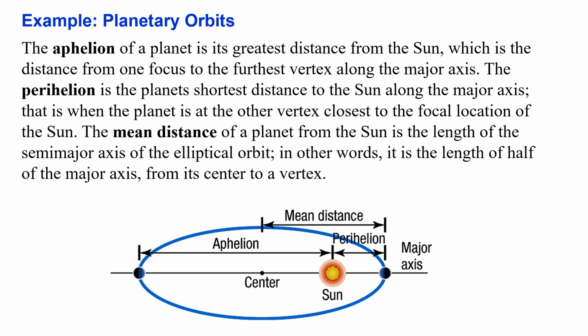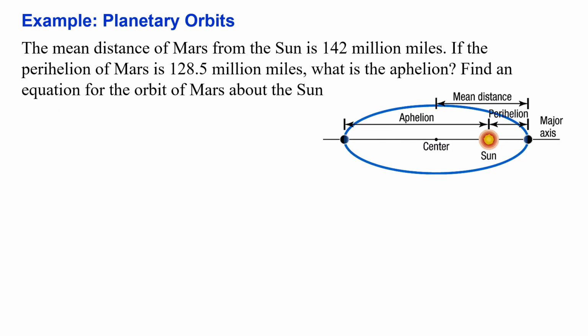The perihelion is the planet's shortest distance to the Sun along the major axis. That is when the planet is at the other vertex closest to the focal location of the Sun. The mean distance of a planet from the Sun is the length of the semi-major axis of the elliptical orbit. In other words, it is the length of half of the major axis, the distance from center to a vertex. Now that we have defined the three terms, let's solve an example.